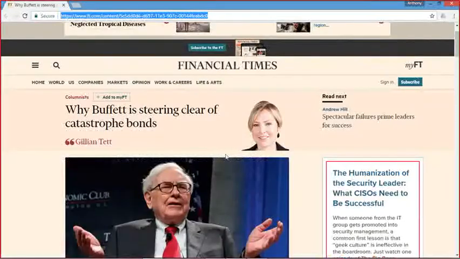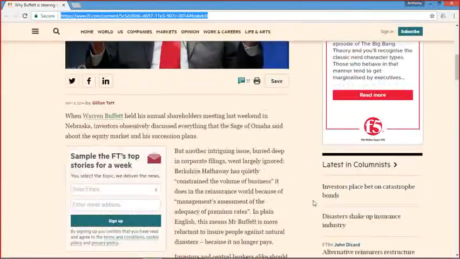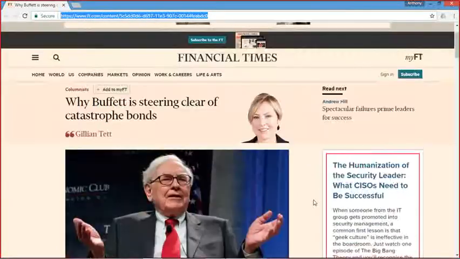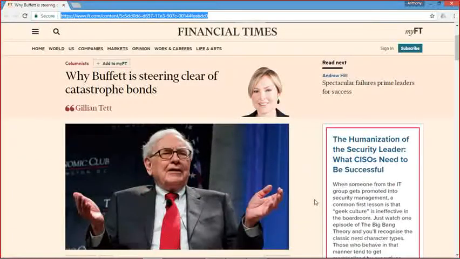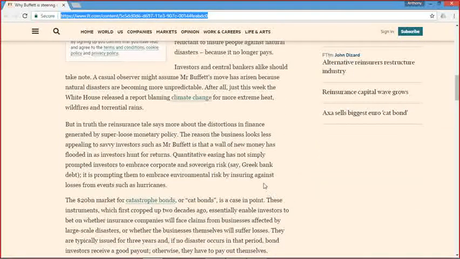Right, so let's have a look at what Buffett said. Why Buffett is steering clear of catastrophe bonds. Buffett is an investor. Buffett invests in companies like Coca-Cola and other big worldwide companies. Right, so I want to show you this here at the bottom. Let me ask you this first. How much money do you think is being spent on products like these, catastrophe bonds? Millions? Okay, a few million. Okay, let's have a look. So from the Financial Times, there was an article here about it. Let me show you this.